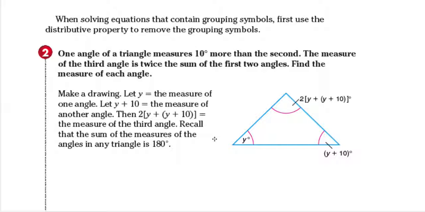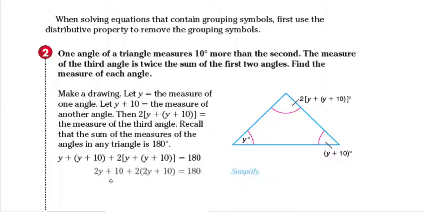Knowing all of that, we create our equation, adding all three angles to get a sum of 180. So y plus y plus 10 plus 2 times the quantity y plus y plus 10 equals 180. Let's simplify this expression before we try to solve for y. If you recall, an expression is in simplest form if there are no parentheses and no like terms. In this case, we have a lot of parentheses and a lot of like terms, so this is nowhere close to being simplified. Let's take the next step.